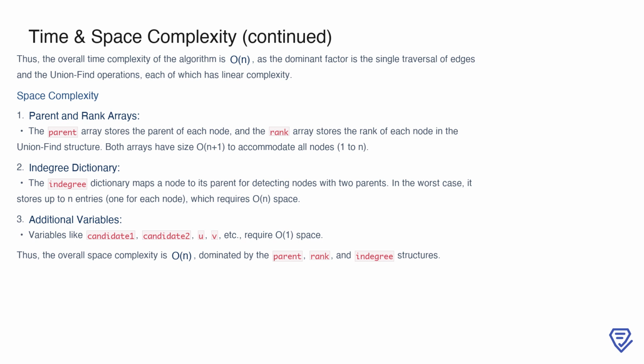Now, looking at space complexity, the parent and rank arrays are central to the union find structure. These arrays store information for all nodes, requiring O(n+1) space to accommodate nodes from 1 to n. Additionally, the in-degree dictionary is used to map nodes to their parents for detecting nodes with two parents. In the worst case, this dictionary contains an entry for each node, contributing O(n) space. Lastly, a few additional variables like candidate 1 and candidate 2 require only constant space, O(1). Therefore, the total space complexity is dominated by the parent, rank, and in-degree structures, giving us O(n).